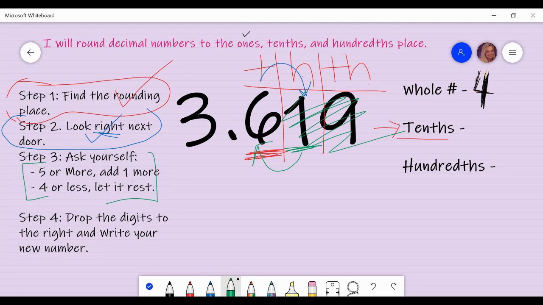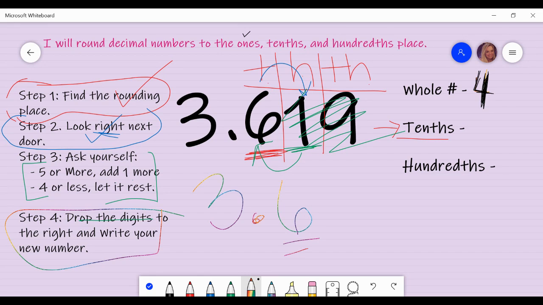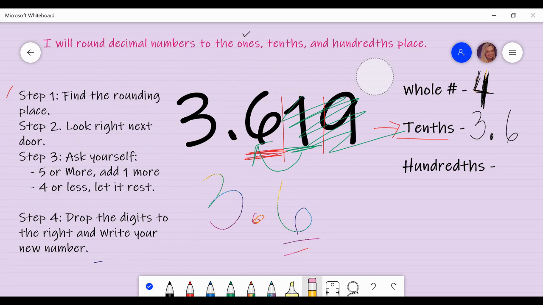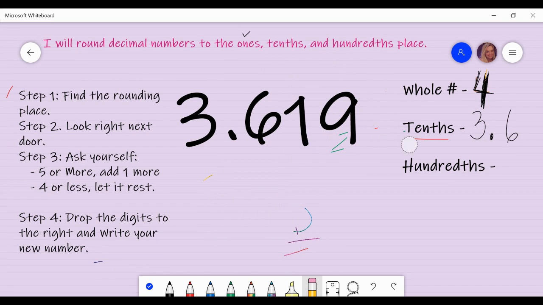So my new number, after I drop the digits, is going to be 3 and 6 tenths. If this number does not end in the tenths place, then you need to go back and check your work. So our next one is 3 and 6 tenths. All right, moving right along. You guys are doing a good job so far. It may seem overwhelming because it's a decimal, but I promise you'll get the hang of it. And then we have our last one. I've got to make my little check up here. So we rounded to the tenths.